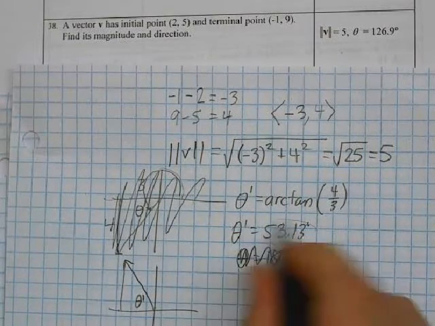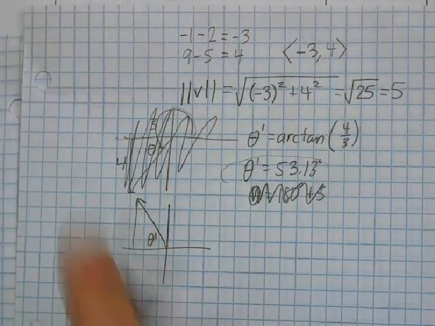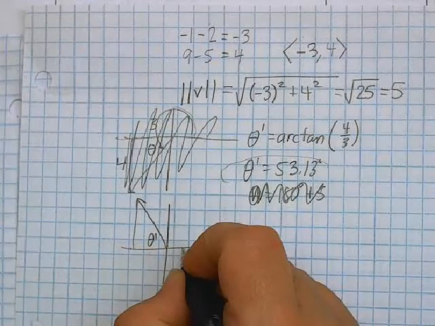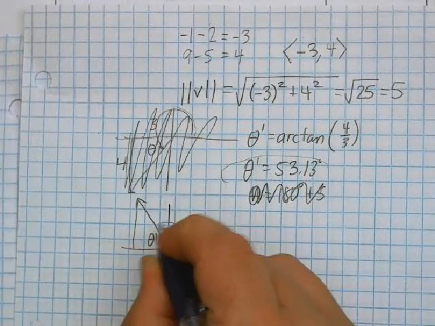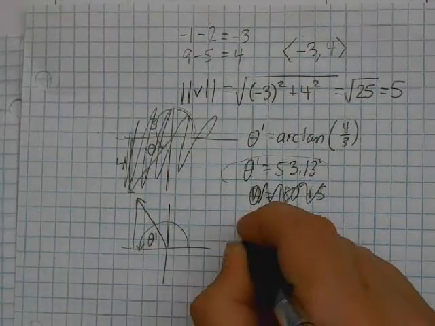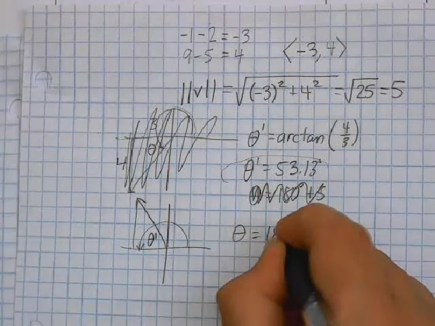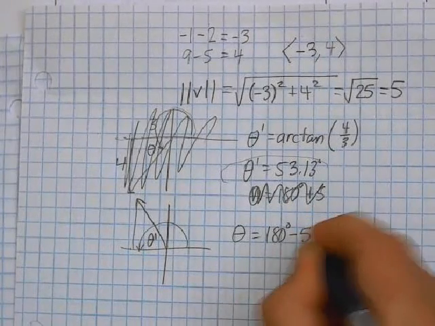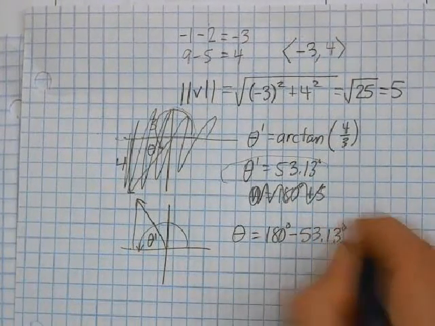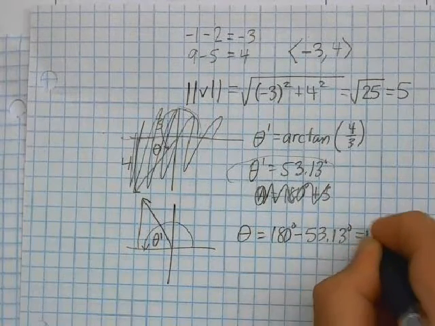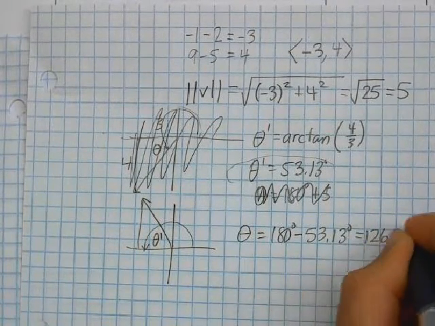So that doesn't change this. It's still 53.13 degrees, but what it's going to change is how we figure it out. We know that a full half rotation is 180 degrees. So theta is going to be 180 degrees minus the 53.13 degrees. So we get 126.87 degrees.